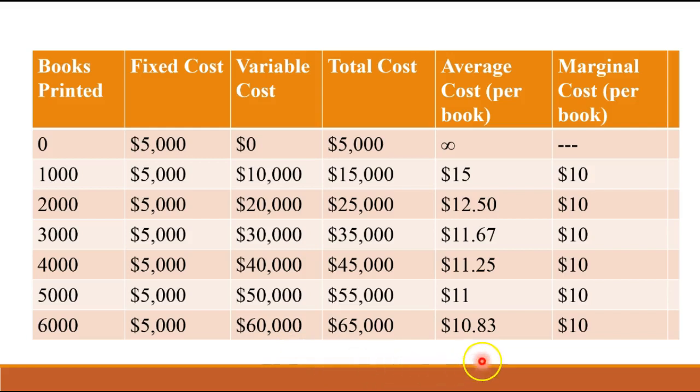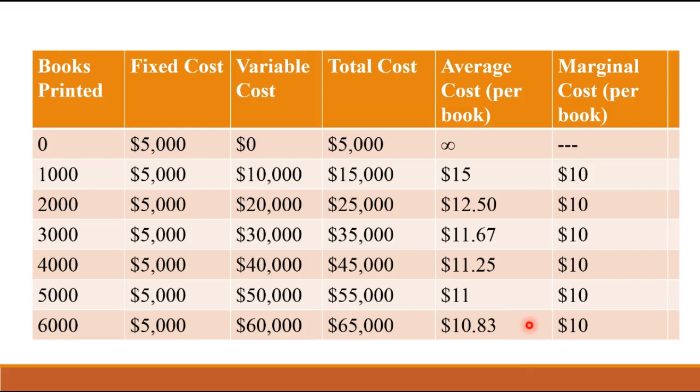Well, lastly, we can calculate the average cost of producing a book. So we will just take the total cost and divide that by the number of books printed. Obviously, you can't divide by 0 and get any kind of sensible number, so that is undefined. But once we print 1,000 books, the total cost is $15,000, so it's cost us an average of $15 a book. And you can see that the more books we print, the lower is the average cost.